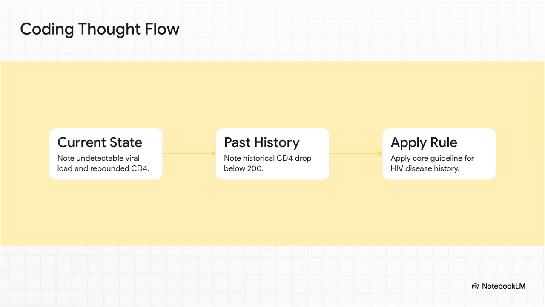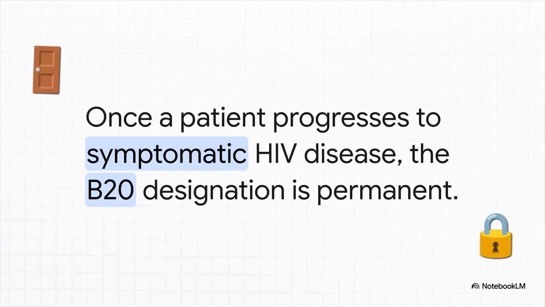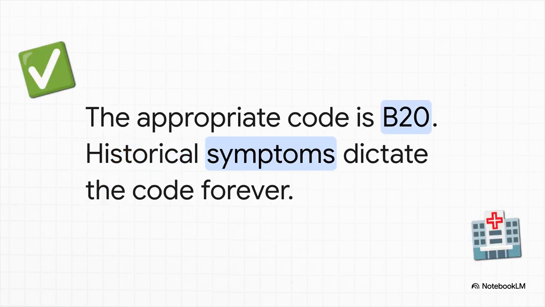Step 2, we look at the history. The documentation clearly states a past medical history of HIV disease with a historical CD4 drop below 200. They have undeniably had symptomatic disease in the past. Step 3, we apply that core ICD-10-CM guideline regarding HIV disease history. This brings us to what I call the one-way door rule of HIV coding. Once a patient has progressed to symptomatic HIV disease and has been assigned code B20, they walk through a one-way door. They can never go back. That designation remains applicable for all future encounters forever. And therefore, our final code is absolutely B20.